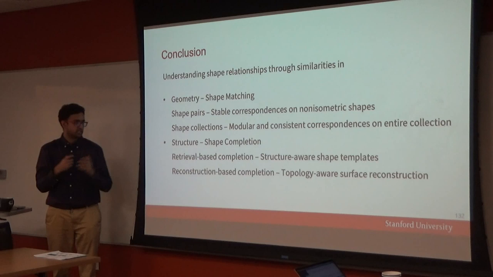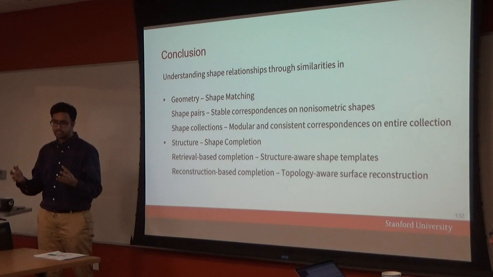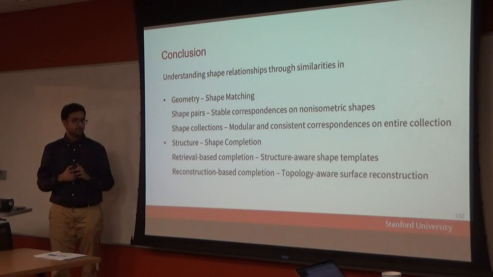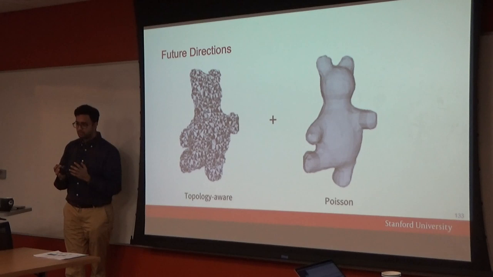In the case of shape completion, we do this in two different ways. First, we try a retrieval-based shape completion technique where we use structure-aware shape templates to transfer structure from complete templates to partial scans. And we perform a reconstruction-based, classical reconstruction technique where we perform topology-aware surface reconstruction, thereby completing topologically ambiguous shapes. So we have tried to attack a few important problems in the realm of shape inference.